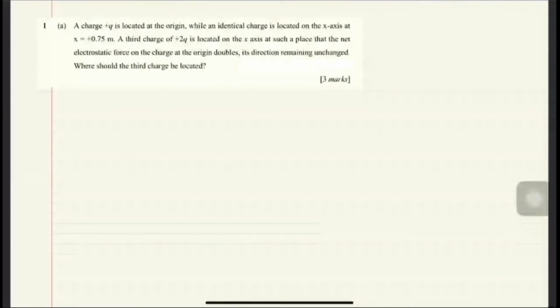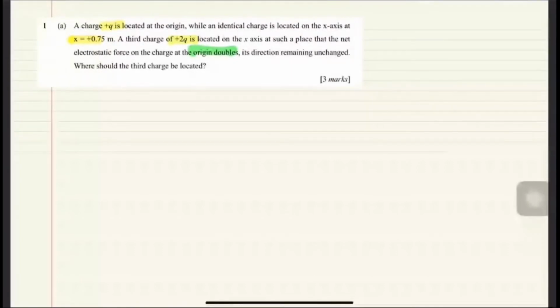The third charge, with a magnitude twice that, is located on the x-axis at such a place that the net electrostatic force on the origin is double. Its direction remains unchanged. Where should the third charge be located? Okay, to answer this kind of question, you really have to draw. You have to think a little bit.